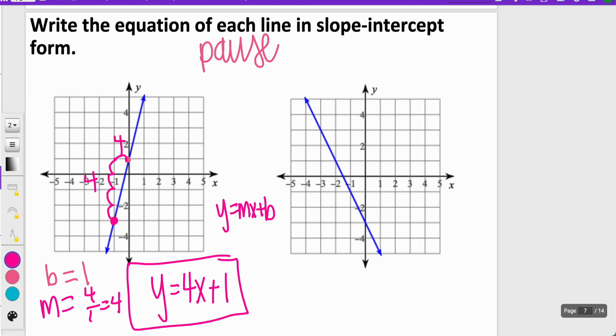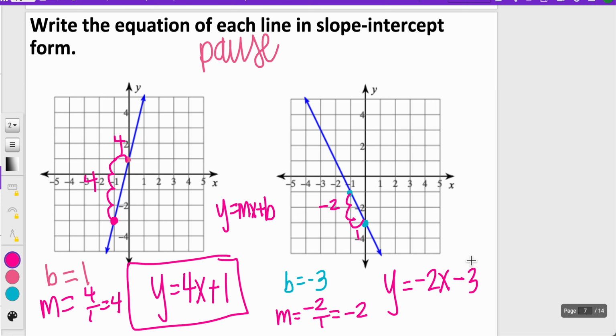For this next one, my y-intercept is -3, so b is equal to -3. And then for my slope, I just picked the next clear point, which is actually very close here. That is going to give me a rise of down 2 and a run of 1. So my m, or my slope, is -2 over 1, which is just equal to -2. When I plug this in, I'm going to get y is equal to -2x minus 3.